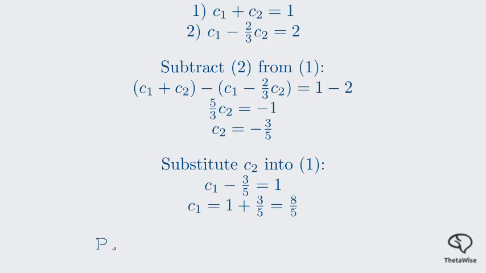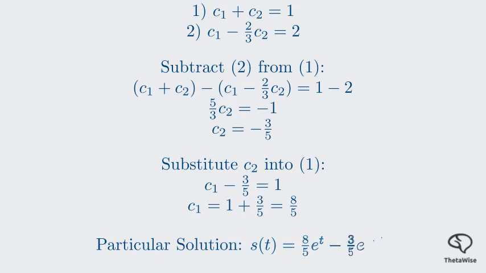With c1 equals 8/5 and c2 equals 3/5, we can write the particular solution. S of t equals 8/5 e to the t minus 3/5 e to the negative 2/3 t. This problem reminds us that even for homogeneous equations, initial conditions are needed to find the specific solution.